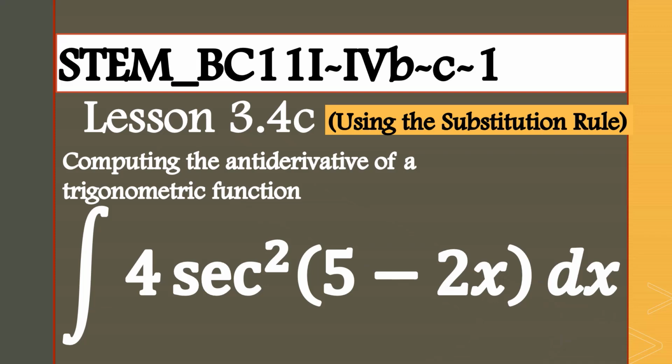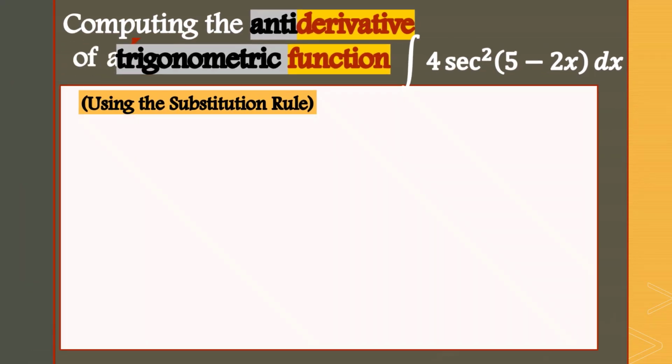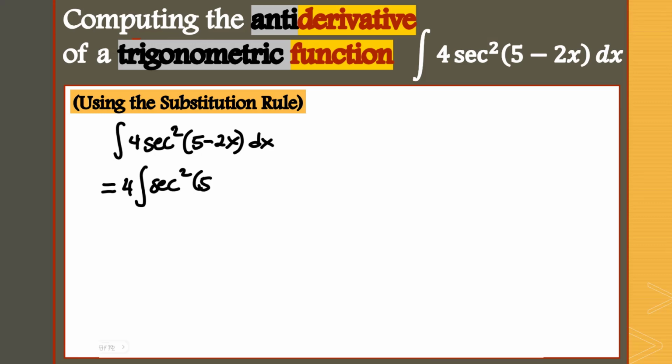Let's compute the antiderivative of this given trigonometric function using the substitution rule. So the same as the previous video, we have here the integral of 4 times the square of secant of 5 minus 2x dx. The first thing we need to do here is, of course, take out the constant multiple 4 so that we can see the trigonometric function as it is. You have here the square of secant 5 minus 2x dx.